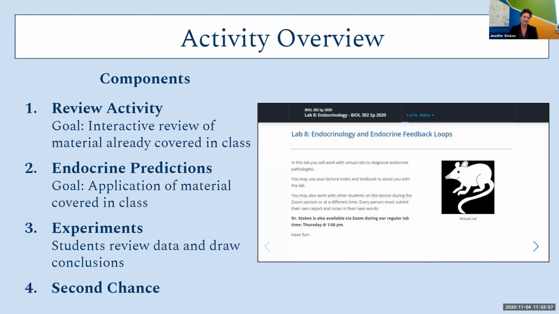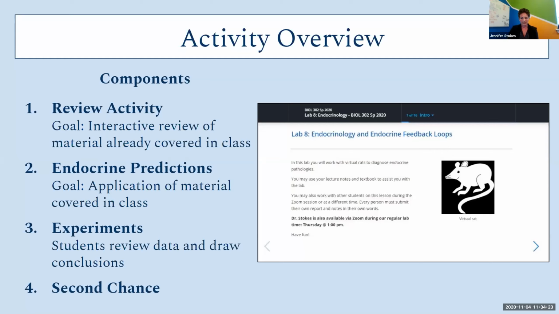The activity itself actually has 4 different components. So we're starting again with that review activity with the goal of just an interactive review of material already covered in class, to get the students on the right track to complete the lesson and the more challenging material coming up. And then we've got some application with endocrine predictions. And so here the students are filling in a table, making predictions about what would happen in the pathways, and I'll show you an example of that as well.